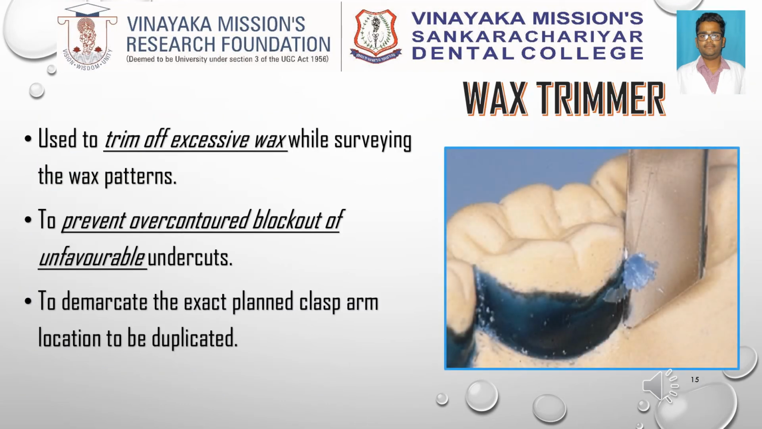The next surveying tool is a wax trimmer, which is used to trim off excessive wax while surveying the wax patterns. It is also used to prevent over-contoured blockout of the unfavorable undercuts and to demarcate the exact planned clasp arm location to be duplicated.